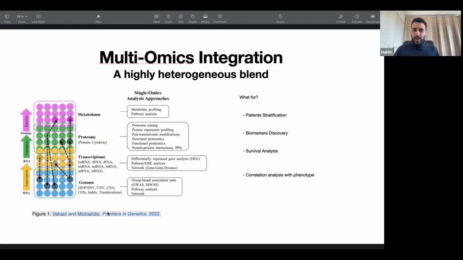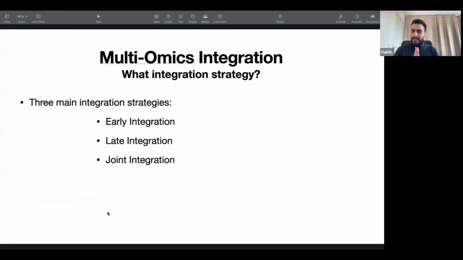So yeah, there are three main types of integration that are mostly used in the literature for multi-omics integration. We have the three most known integration strategies: early integration, late integration, and joint integration. The idea of those integrations is to create a final representation for multi-omics data.